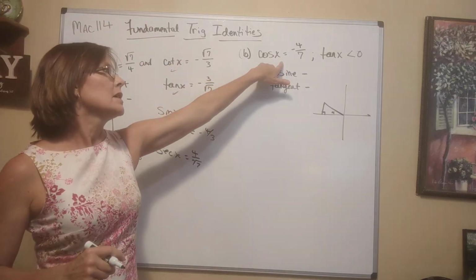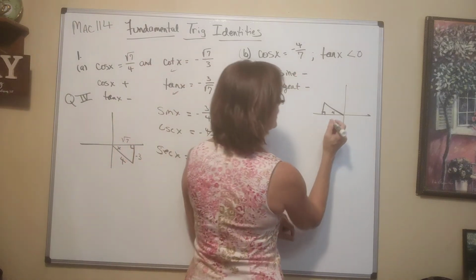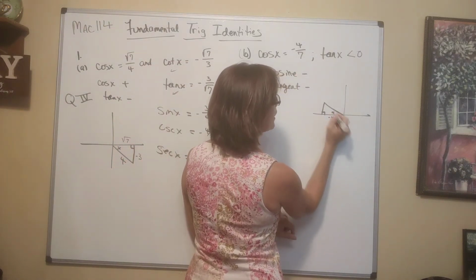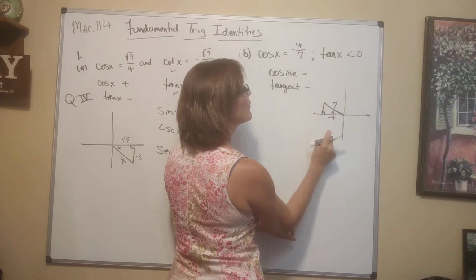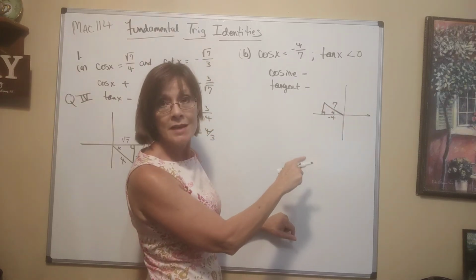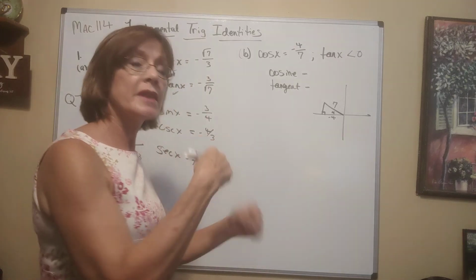The cosine is adjacent over hypotenuse, so it's adjacent over hypotenuse. Why did I choose to make the 4 negative? Because it wasn't the hypotenuse, that's why. Plus it's in quadrant 2 where it is negative. So now let's do Pythagorean theorem.